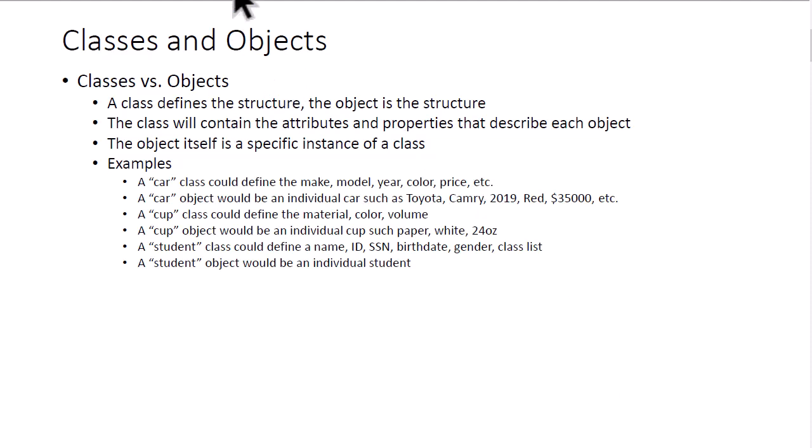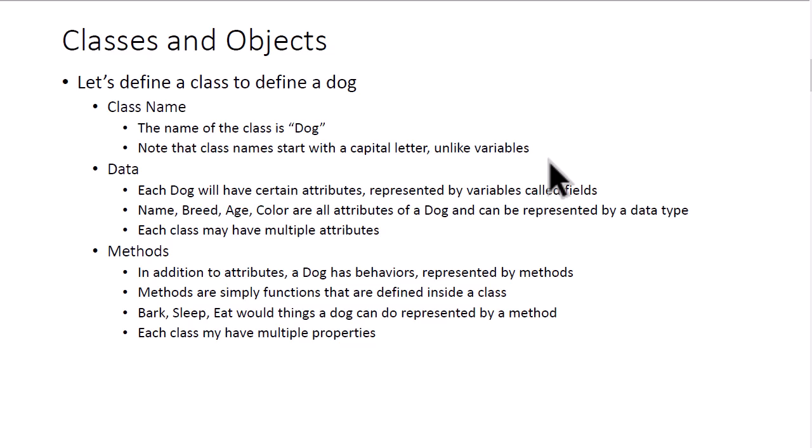Okay, let's put this into practice a little bit. Let's define a class to define what a dog is. Well, first we have to give the class a name, and you'll see we're going to call the class Dog in a burst of creativity. We'll call it Dog. And you notice now we're creating variables with capital letters. And I think I said this earlier on in the semester, that variables should start with lowercase letters except for classes. Classes start with uppercase letters.